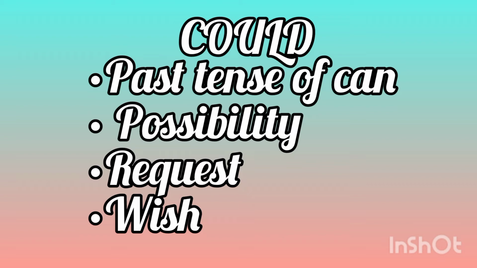Could is also used to indicate the possibility of an incident or of an activity in the present. It could rain very heavily this evening. This sentence means that there is a high possibility of a heavy rain this evening. Could shows present possibility.